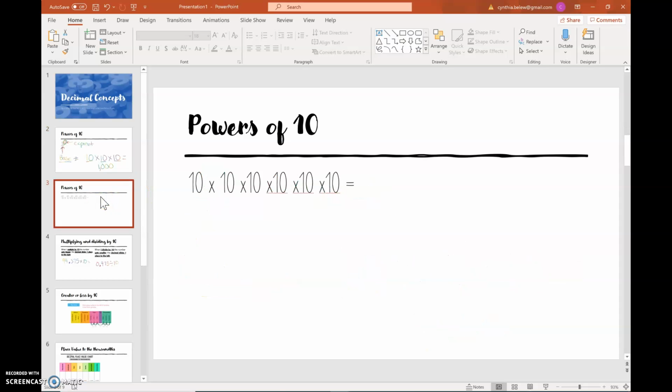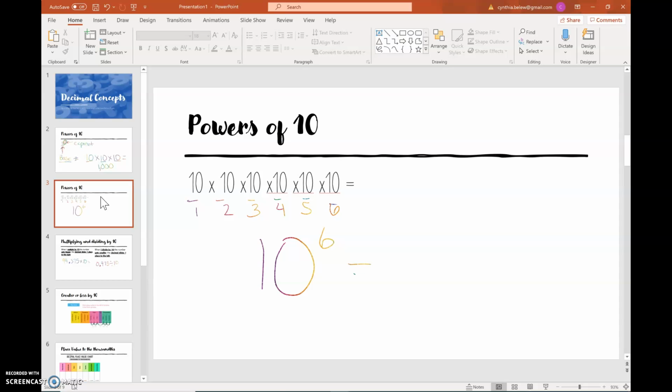Another way that the students have to know it is they may see something like this. They may see 10 times 10 times 10 times 10 times 10 times 10, and they may have to tell you what it equals and the power of 10, so the base number and the exponent. So an easy way to do that is just go ahead and write down the base number. That's the number that's being repeated, which is 10, and then count how many times it's being repeated. 1, 2, 3, 4, 5, 6. So your exponent is 6.